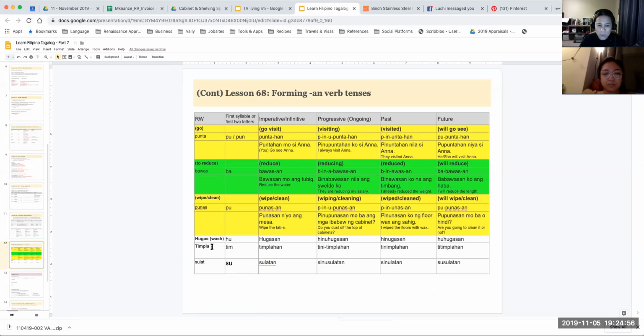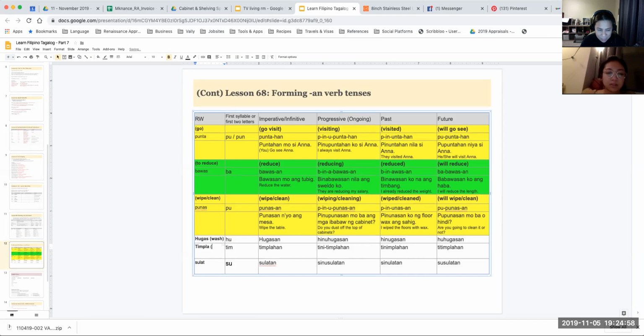So what is timpla? Either mix, okay, we use mix, or we also use the same word timpla, which means make some coffee. If I would say, can you make me some coffee, I would tell you, timplahan mo ko ng kape. Not igawa mo ko ng kape. You say timplahan mo nga ako ng kape. It also means make me some coffee.